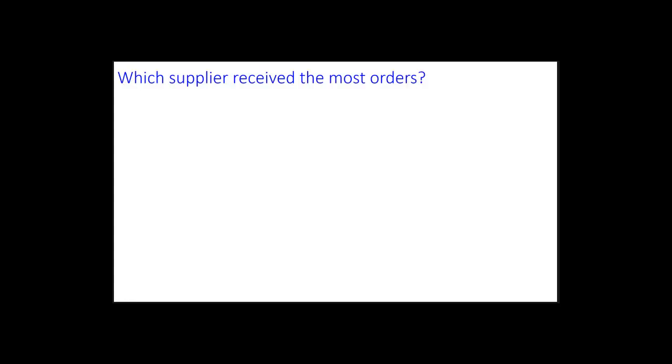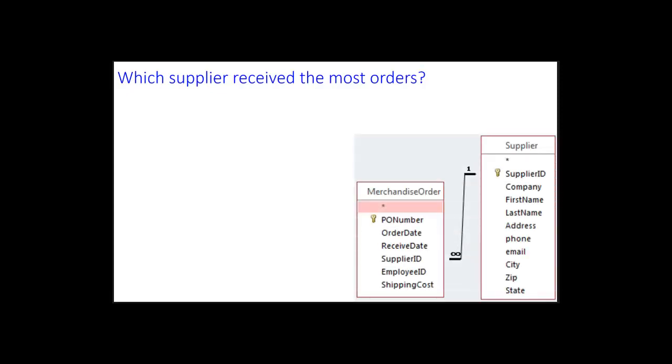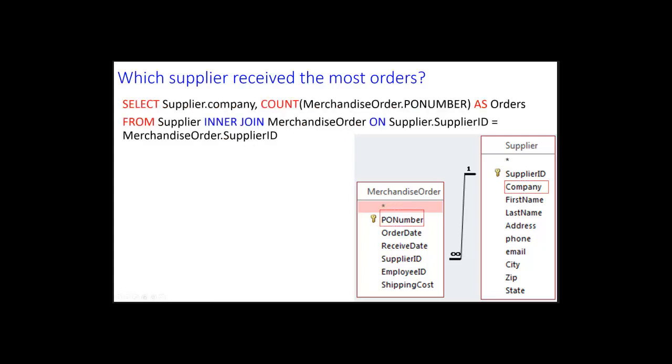Next example, which supplier received the most orders? First, we'll look at the two tables required for this query, supplier and merchandise order. So we start the select statement. Company, and then count the merchandise order field purchase order number. Put a name for that, orders, from the inner join of these two tables. Inner join merchandise order on supplier ID in both tables should be the same.